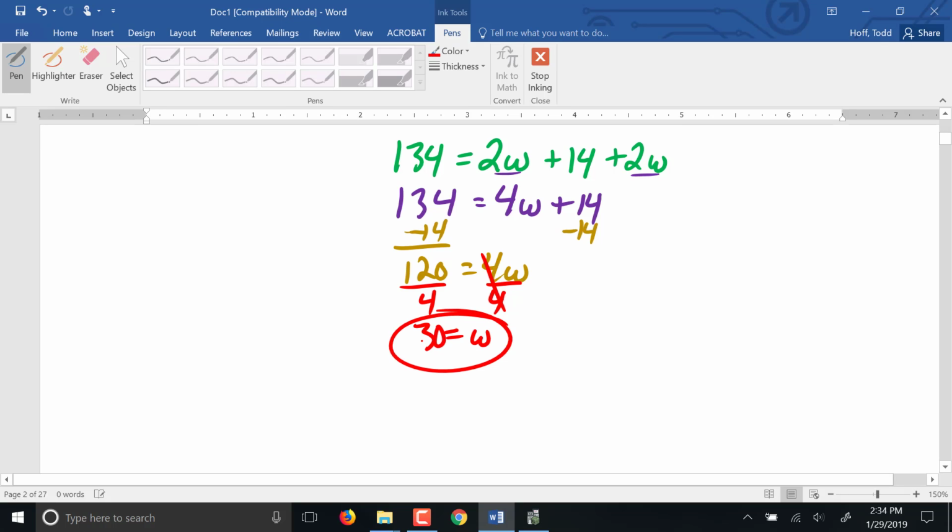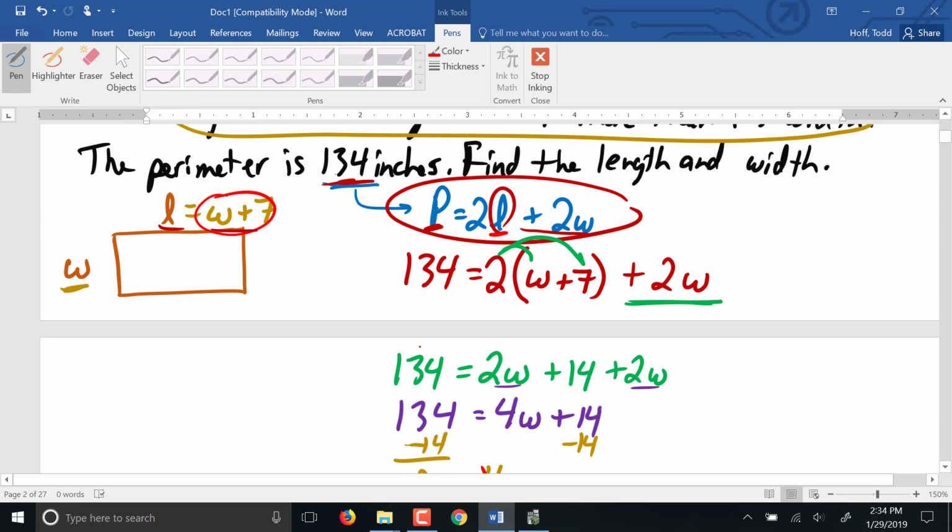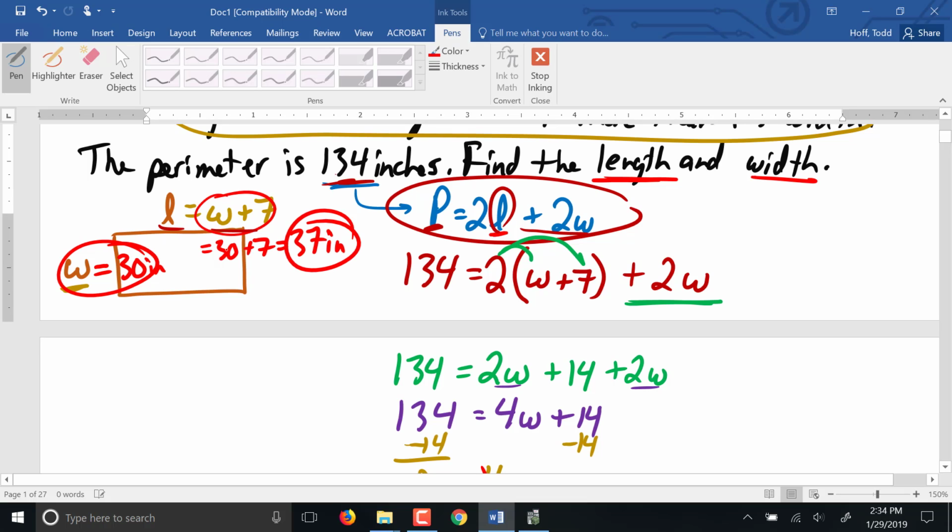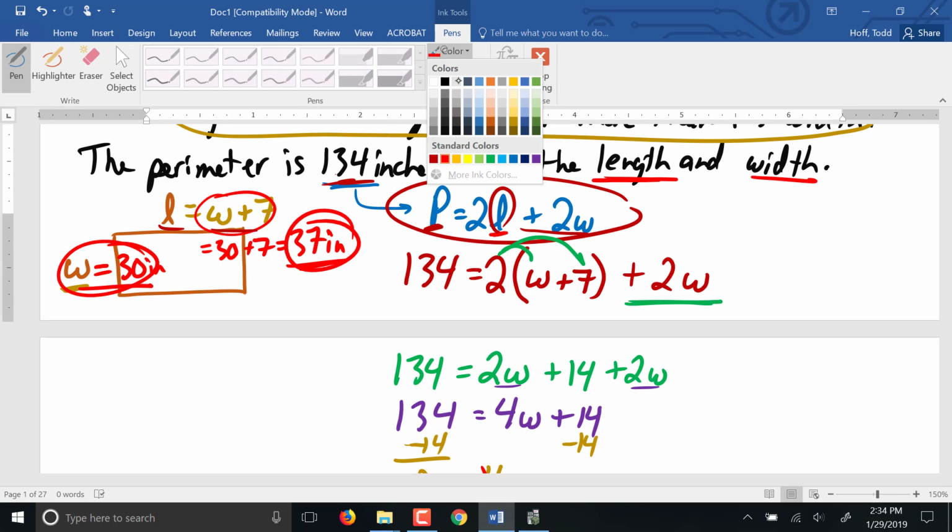So 30, not 3. Now again, we have to make sure we go back and answer the question. The question told us to find the length and width. We found W is 30. That would actually be inches, would be that unit. The length is W plus 7. That's going to become 30 plus 7, which is 37 inches. So now we've answered the question. The width is 30 inches. The length is 37 inches.